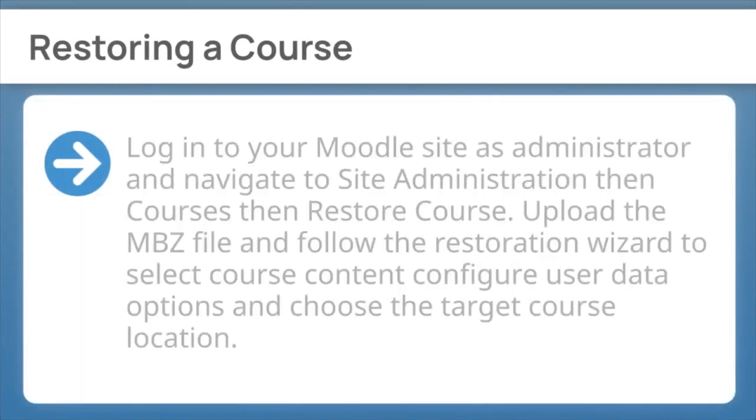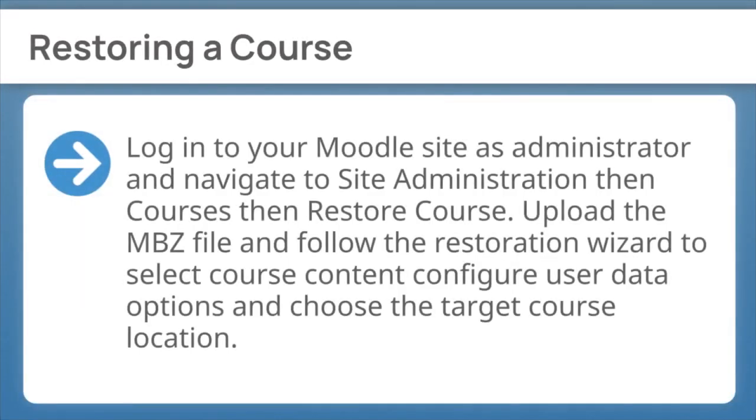First, restoring a course. Log into your Moodle site as administrator and navigate to Site Administration, then Courses, then Restore Course. Upload the MBZ file and follow the restoration wizard to select course content. Configure user data options and choose the target course location.